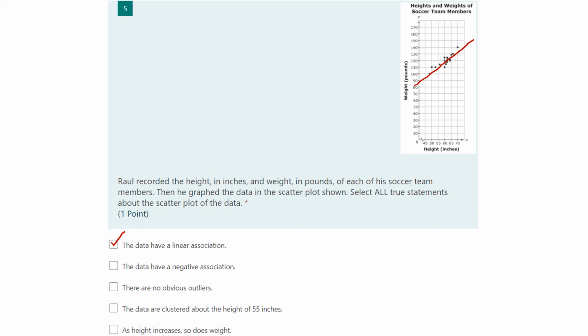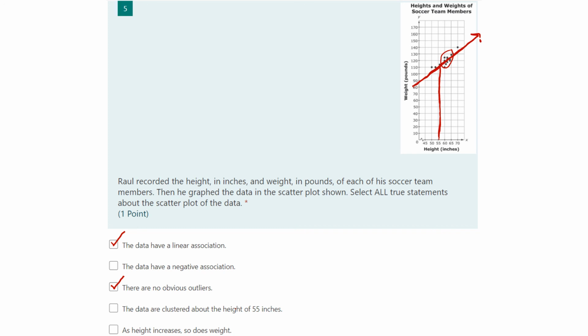The second statement says the data has a negative association. This is not true because our points are going in an upward trend, so we will not choose number 2. Number 3, there are no obvious outliers. That is true. Most of the points are clustered around the same area. No points are completely by themselves. Number 4, the data are clustered about the height of 55 inches. 55 inches would be about right here. That is not where the main cluster is located. The main cluster is located here at about 60 inches, so we're not going to choose number 4.